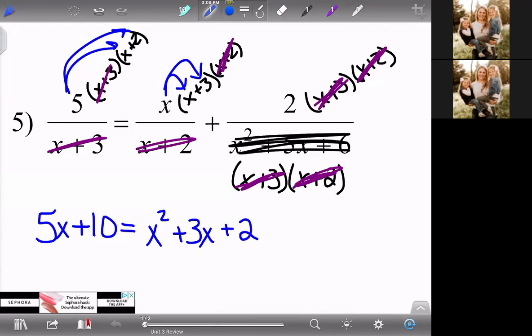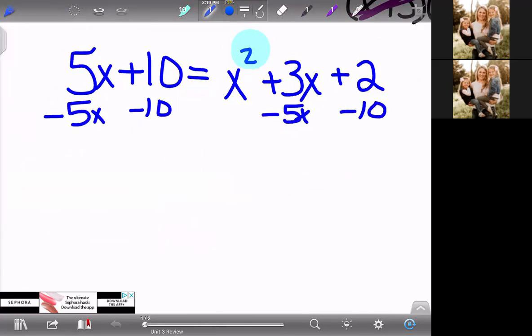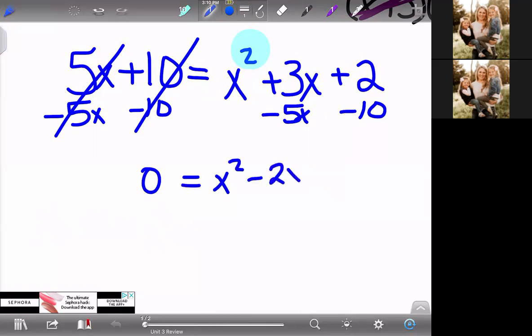Looking at this, I notice since I have x squared right here that I have a quadratic. Anytime we have a quadratic, we want to move everything to one side in order to factor. So I'm going to subtract 5x and I'm going to subtract 10. Again, we're always keeping things balanced. If I subtract 5x from one side, I've got to subtract 5x from the other. Same way with the minus 10 on both sides. So when I do that, that's going to give me this equation.